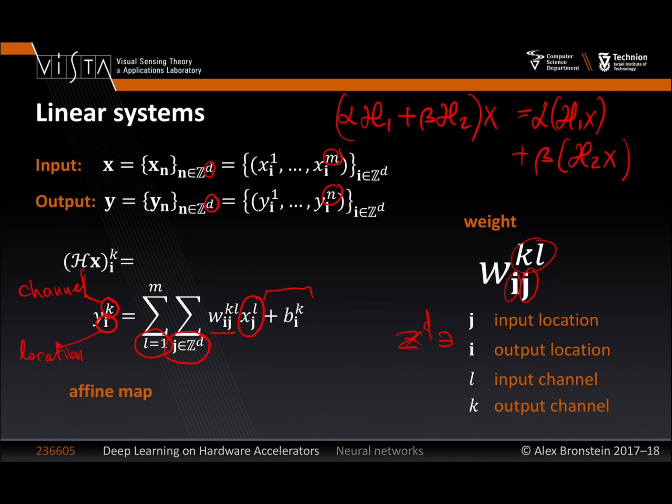We are doing a weighted sum with this set of weights, and then we have a set of what are called biases, b_ik. So b_ik is a number. It has one output location index and one output channel index. Makes sense? Just reduce d to 1, and you see here we have a matrix-vector product plus some vector. This is what I'm trying to say. Any questions?